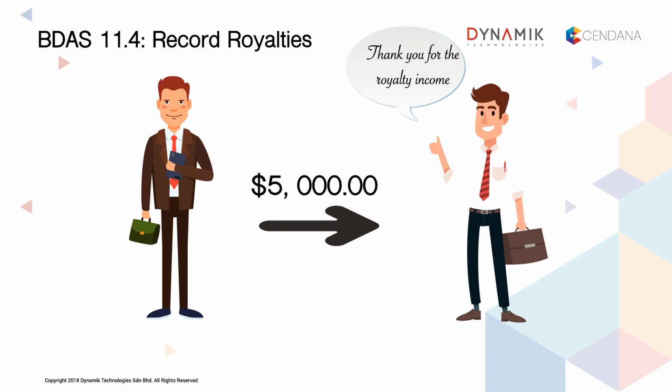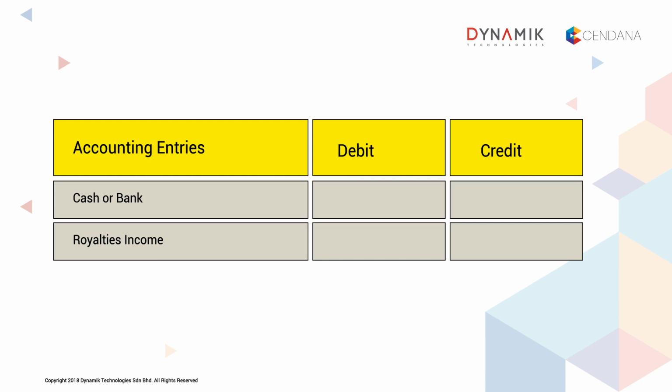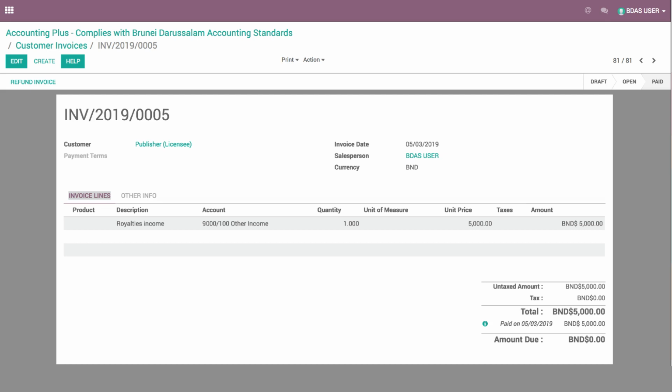From here, we can extract that the developer can also be known as the licensor. The customer and the publisher is the licensee. Following accounting entry will need to be recorded is debit the cash or bank for $5,000 and credit the royalties income for the same amount. This is a customer invoice transaction. A representation of the entry will look like this in Accounting Plus.